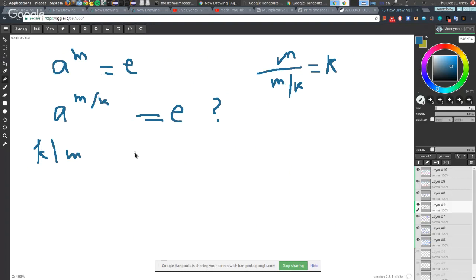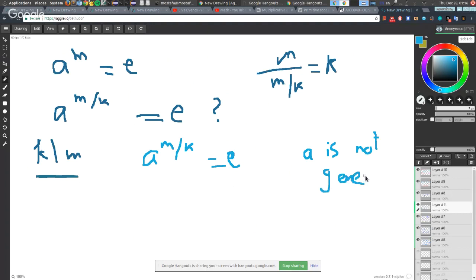So if this is true, it means that this number doesn't generate the whole set, because it has a size that's smaller than m. So here we find all the divisors of m, and we check if this value is equal to e or not. If it's true for any divisor, then it means that a is not a generator. So this is basically how we find if a number is a generator or not.